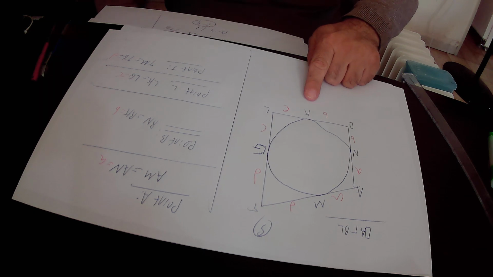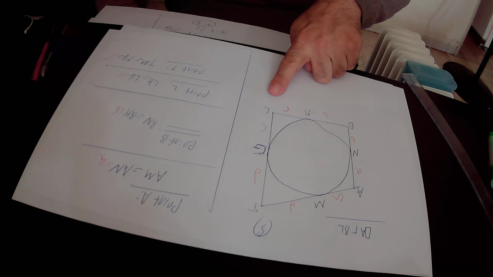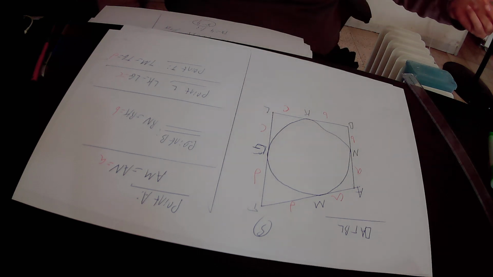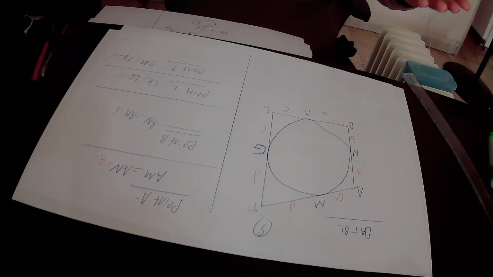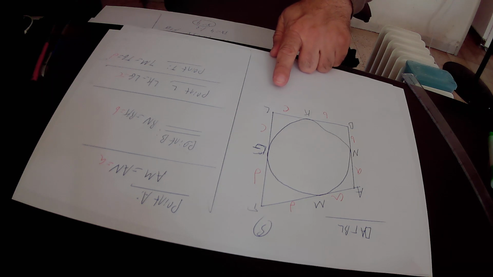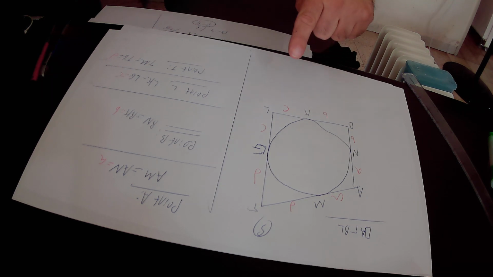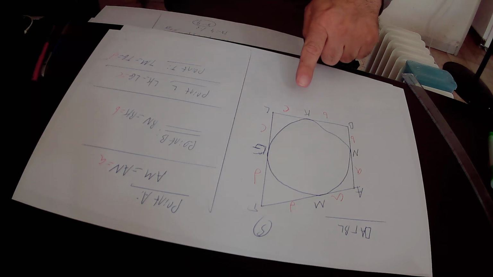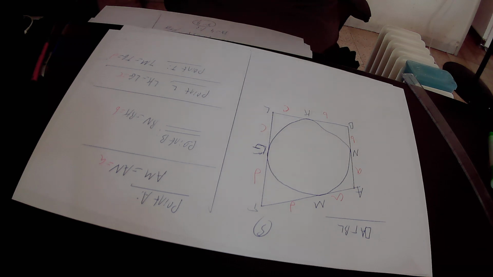Then focus on the common external point L. From the common external point L, we have 2 tangents to this circle, tangent LK and tangent LG. And according to rule number 2, the lengths of those 2 tangents must be equal to each other. That is to say, LK equals LG. So if LK is c, then LG must also be equal to c.